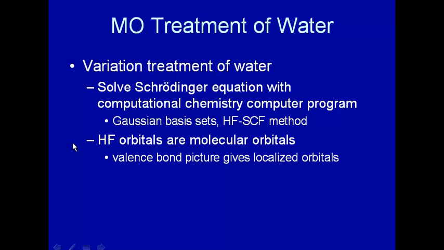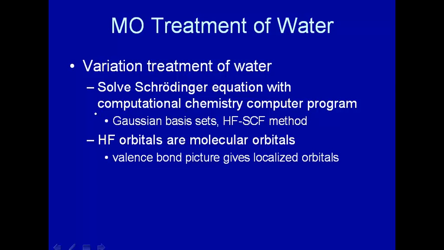We've used the variation method to look at the bonding in butadiene. We call that the molecular orbital treatment also, using the Huckel approximations. Here let's look at water, and we won't make the Huckel approximations. In fact, what we'll do is solve the Schrodinger equation using a computational chemistry program.